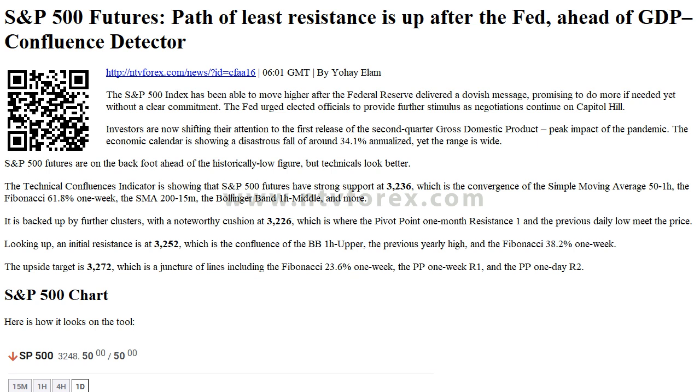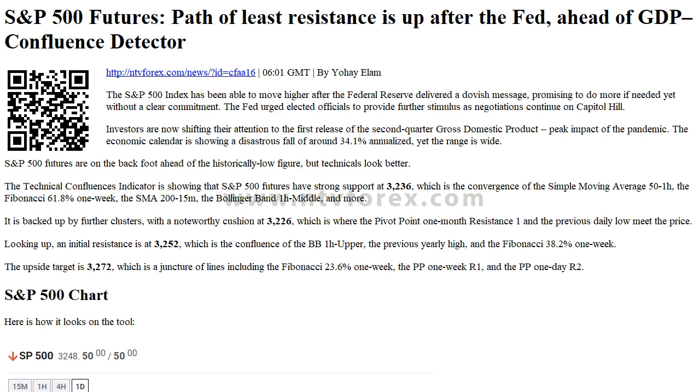16:06 GMT. By Yohai Elam. The S&P 500 index has been able to move higher after the Federal Reserve delivered a dovish message, promising to do more if needed yet without a clear commitment. The Fed urged elected officials to provide further stimulus as negotiations continue on Capitol Hill.